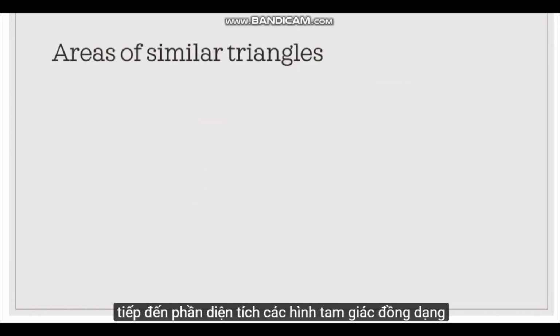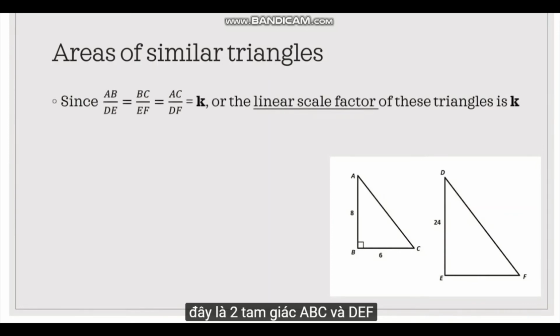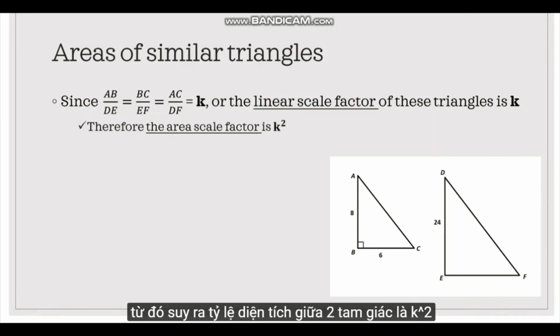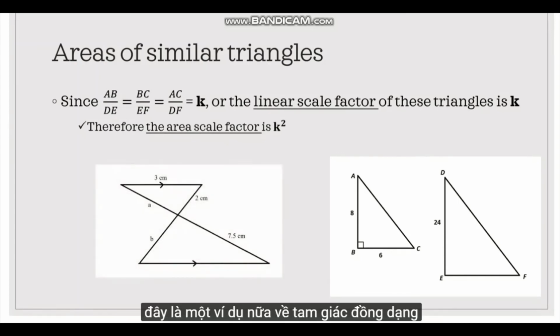Next would be areas of similar triangles. These are two triangles ABC and DEF, and since their corresponding lengths are in a ratio of K, or the linear scale factor of these triangles is K, we can conclude that the area scale factor is K to the power of 2. This is another example of similar triangles.